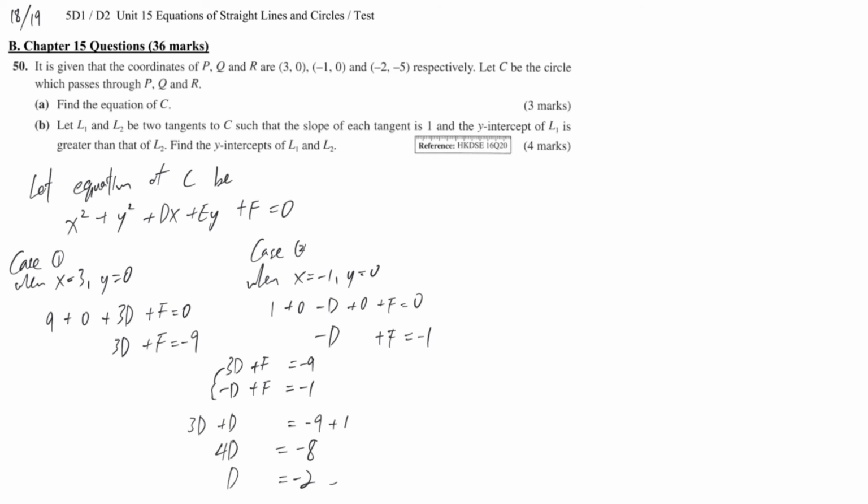After that, we can find out f. Since -d plus f is equal to -1, f is equal to -3. Finally, we can focus on the third case.